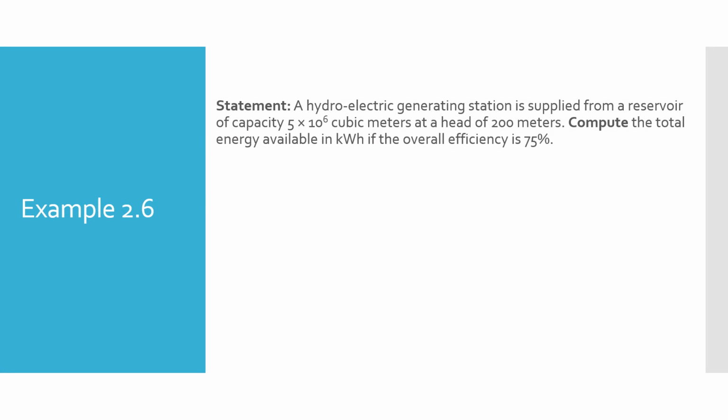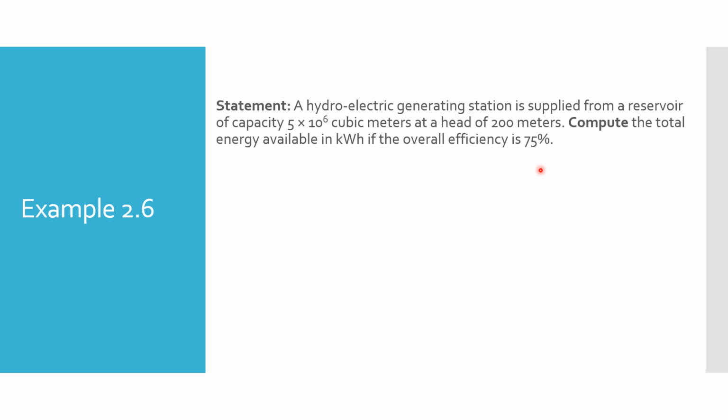Now let us take a look at some examples related to hydroelectric power station. Number one, example 2.6: a hydroelectric generating station is supplied from a reservoir of capacity 5 × 10^6 cubic meters at a head of 200 meters. You have to compute the total energy available in kilowatt hours if the overall efficiency is 75%.